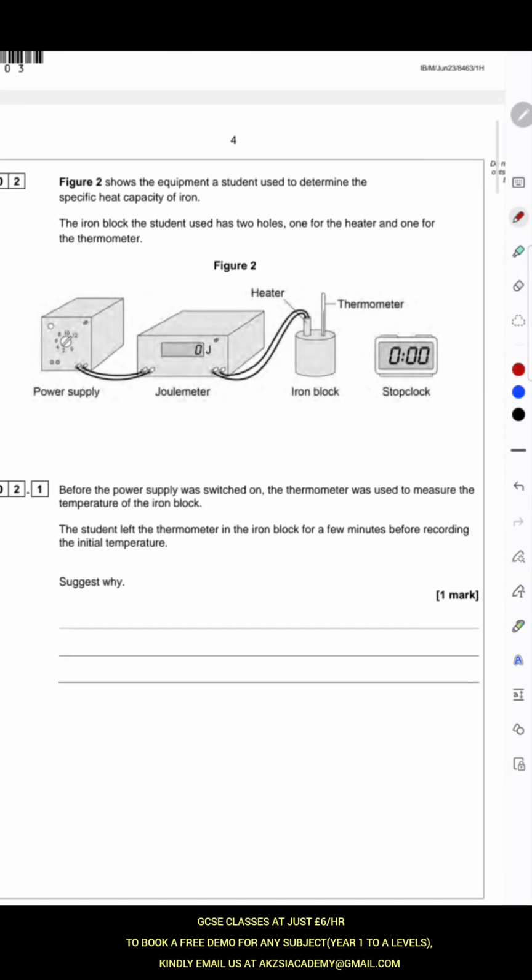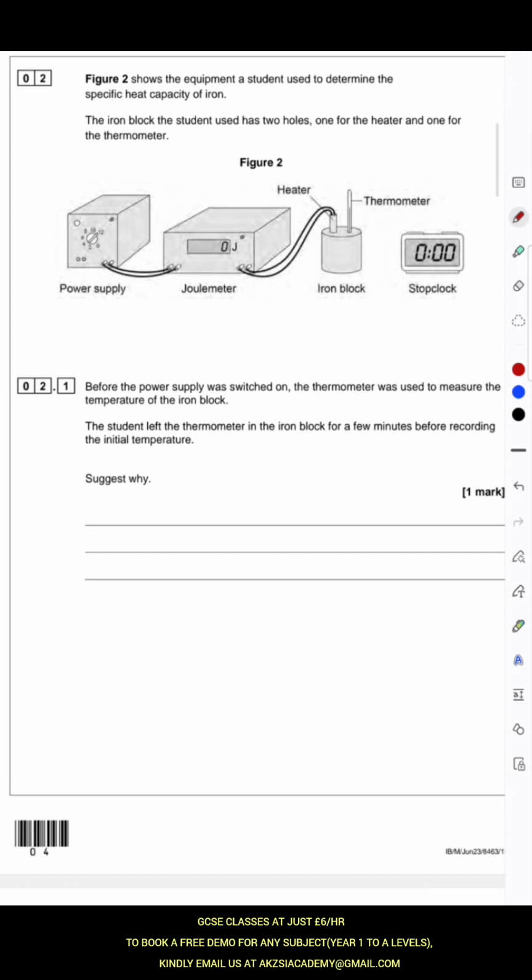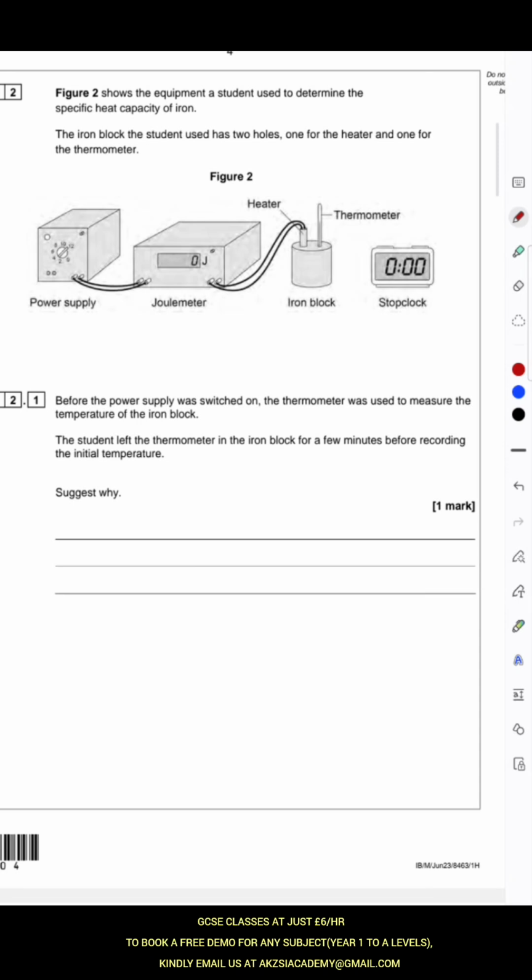Moving on to question number 2. Figure 2 shows the equipment a student used to determine the specific heat capacity of iron. The iron block the student used has two holes, one for the heater and one for the thermometer. Before the power supply was switched on, the thermometer was used to measure the temperature of the iron block. The student left the thermometer in the iron block for a few minutes before recording the initial temperature. Suggest why. You can see this whole setup: there is a power supply, a joule meter, a heater, an iron block and a thermometer.